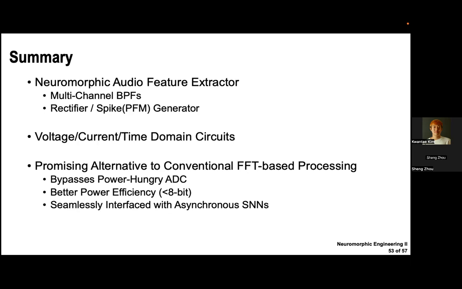And it bypasses the power-hungry ADC, and it has better power efficiency up to 8-bit precision in general. And most of all, it can seamlessly interface with an asynchronous spiking neural network, which is also a very promising point, not merely bypassing the ADC and better power efficiency up to 8-bit precision.